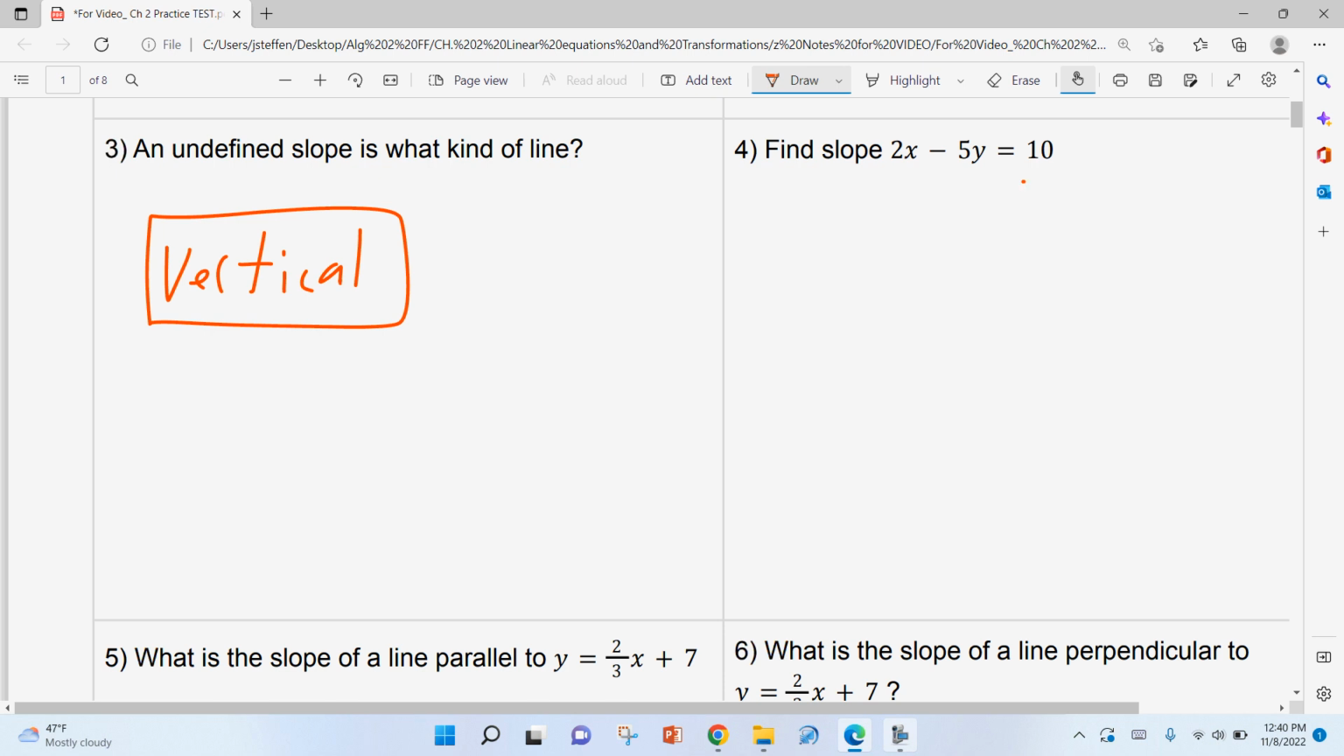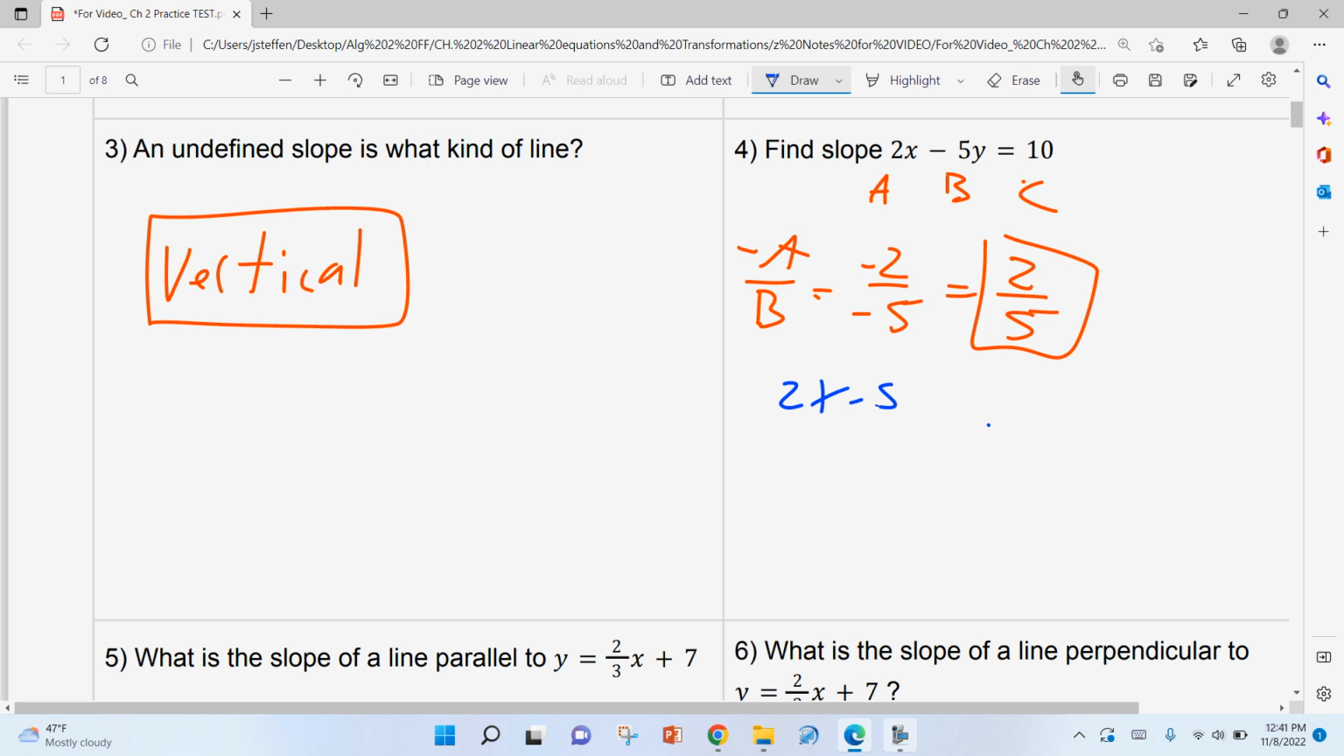Find the slope of this line. So the way we did this a lot, it's in standard form. That's my A, B, and C. So the slope is -a over b. So that's -2 over -5, which is 2 over 5. Now the other way you can do this is you could solve this and put this in slope-intercept form. So 2x minus 5y is equal to 10. Subtract the 2x from both sides.